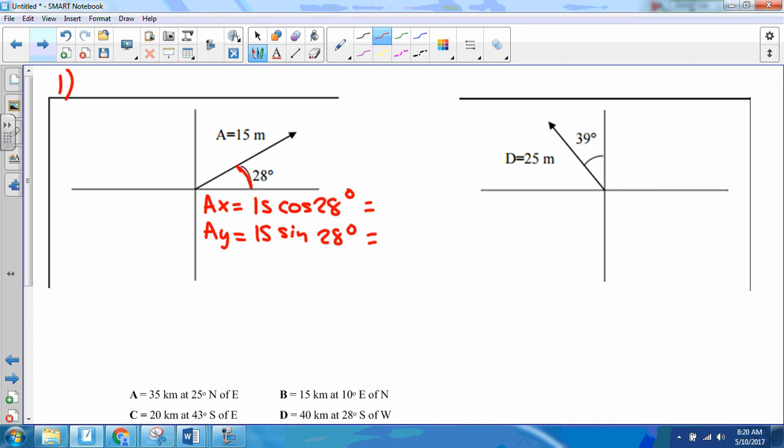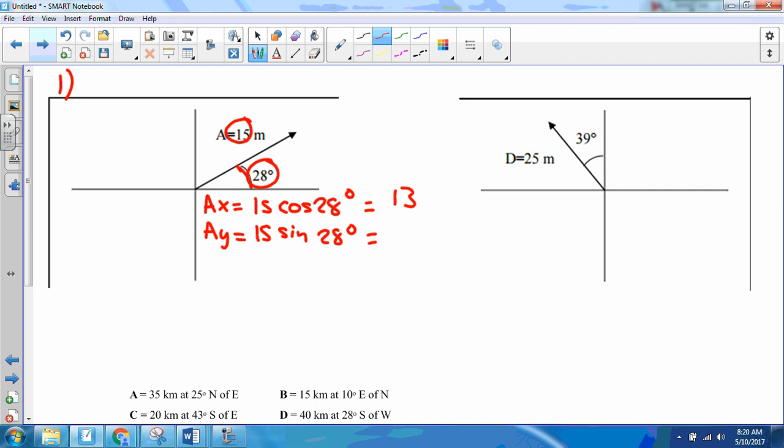So on your calculator, you type 15, you hit the trig button, you go to cosine, and you type 28, and it gives you a number. Anyone have that number for me? 13.24421389929 is what I got on my calculator. How many sig figs do I have? 2. So that means that it needs to round to just 13.